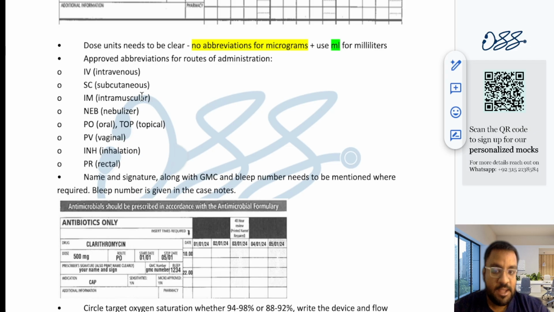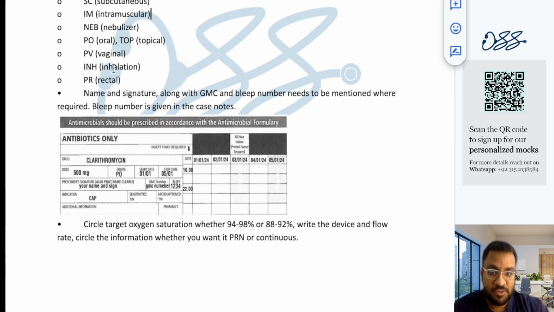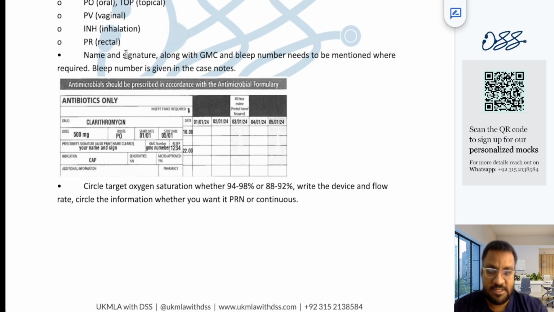subcutaneous, IM for intramuscular. These three are commonly used abbreviations. It's unlikely that you're going to make them wrong. But for the nebulizers, you need to give NEB. This is something new. Per oral is PO, we know that. Topical is TOP, that is something new. Per vaginal is PV, we know that. Inhalation is INH, that is something new that you may not have come across. And per rectal is PR. We know this as well, that per rectal route is written as PR.